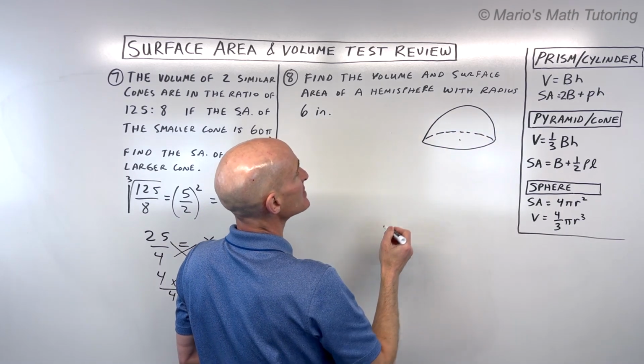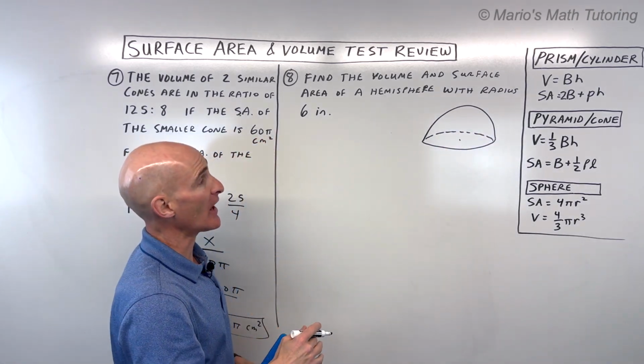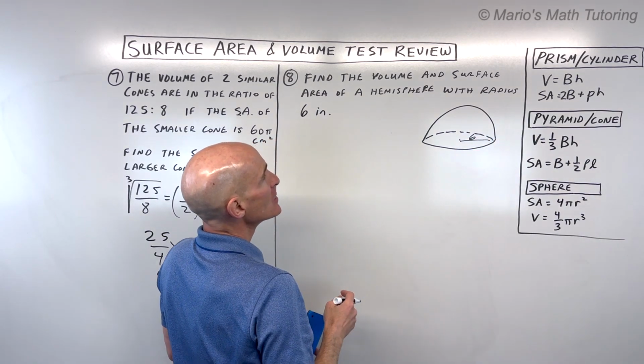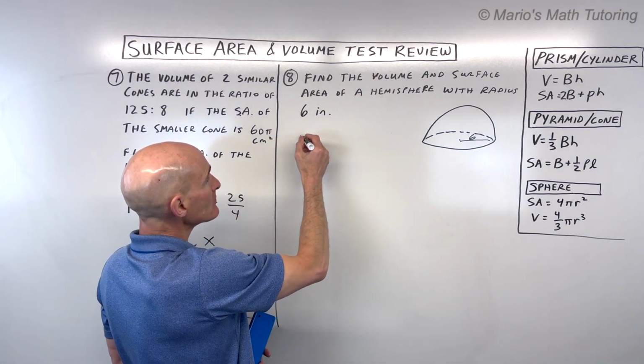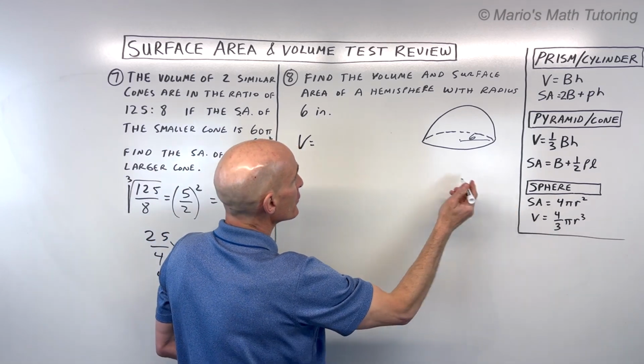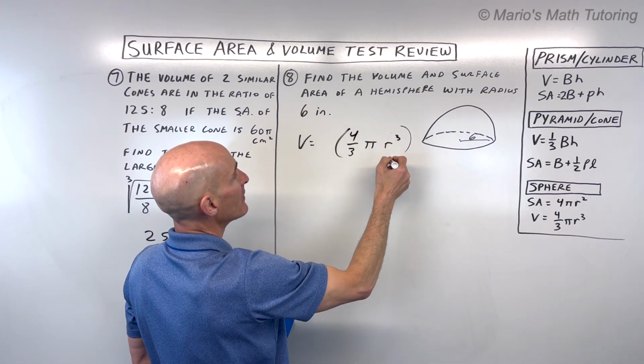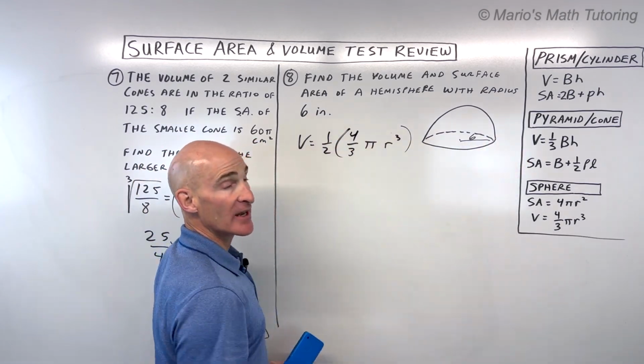Something like half of a sphere, right? Hemisphere means you're cutting the sphere in half. And it tells us that the radius here is 6 inches. So if we want to find the volume, we know the formula for volume is 4/3 pi r cubed, right? But we want just half of that volume since we're cutting it in half.